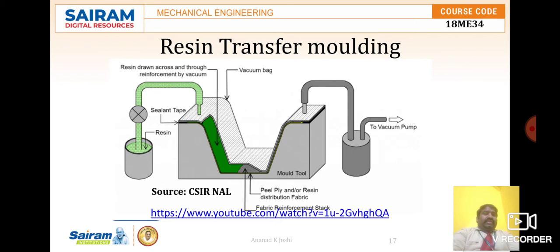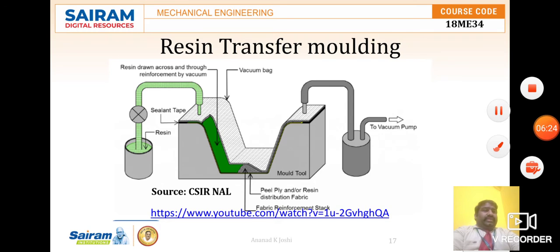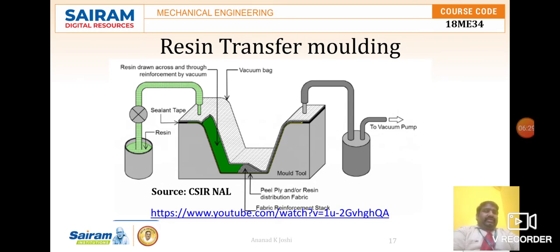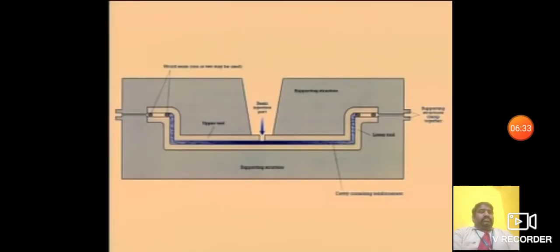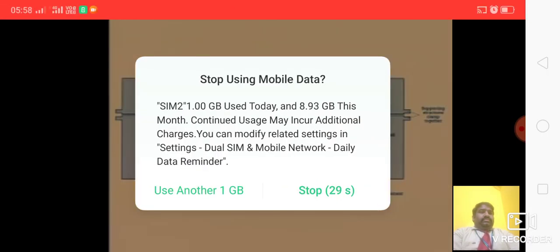So here we can see the detail, and once you understand the video lecture, you will be able to see the process in detail. Okay, so let us have a look at resin transfer molding, which involves injecting a resin through reinforcement placed in more substantial rigid tooling manufactured from composites or metal.